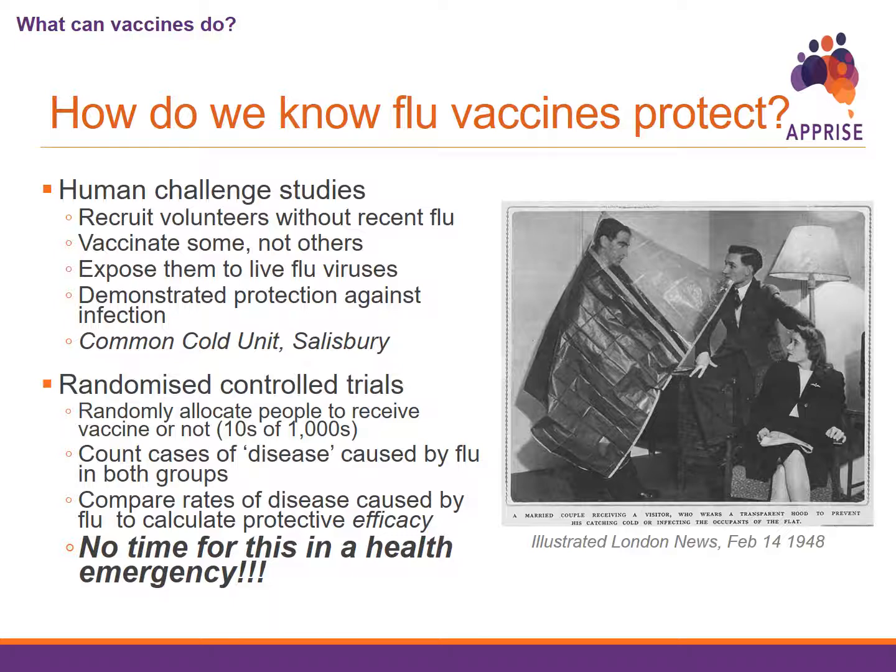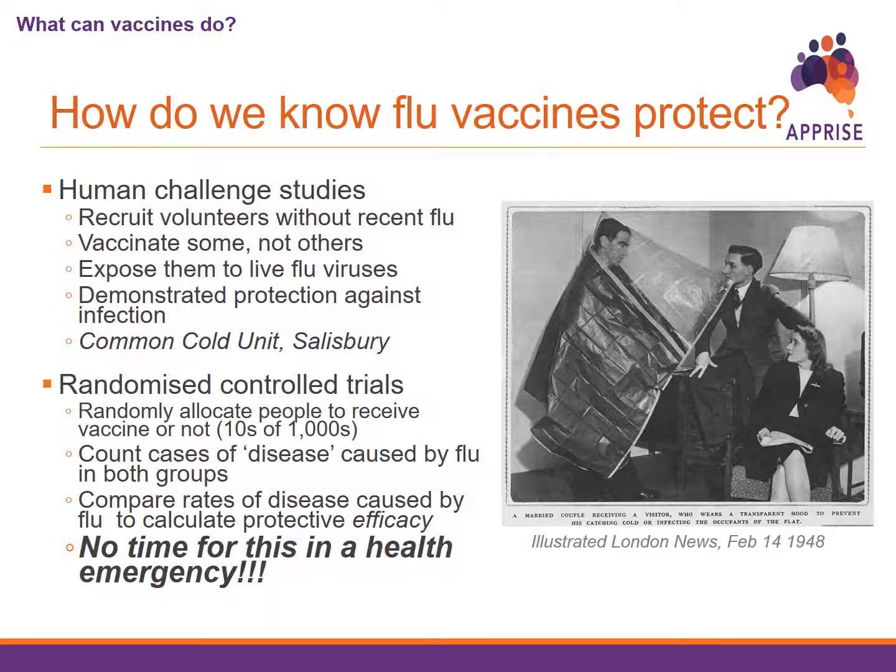So what's the evidence that we have that flu vaccines protect? Influenza vaccines have been available for many decades and trialled for many decades in different ways. There are 2 types of studies that provide clear evidence that flu vaccines reduce the risk of infection after exposure. The first series of studies are human challenge studies, and the most famous were undertaken at the Common Cold Unit in Salisbury in the United Kingdom.